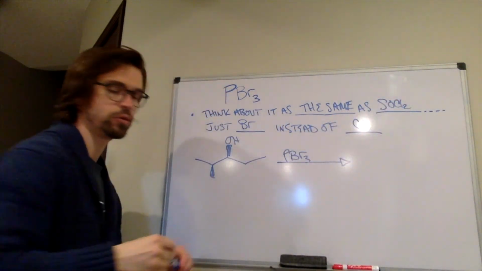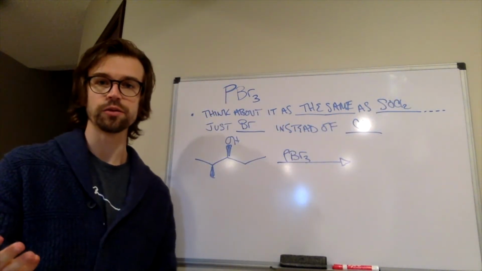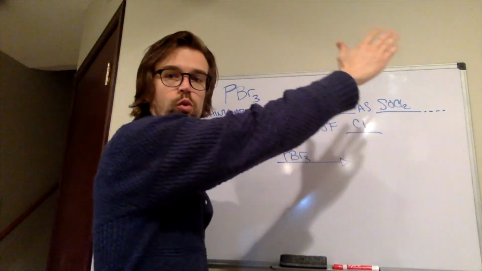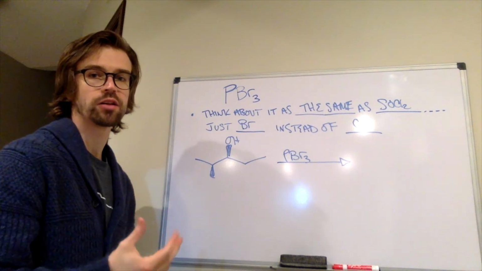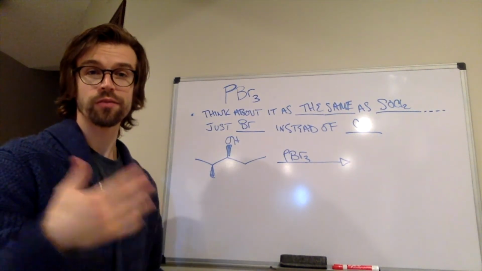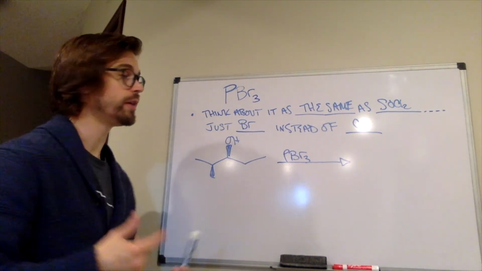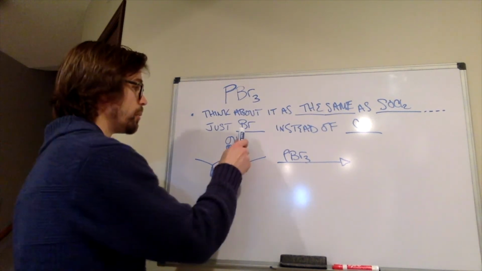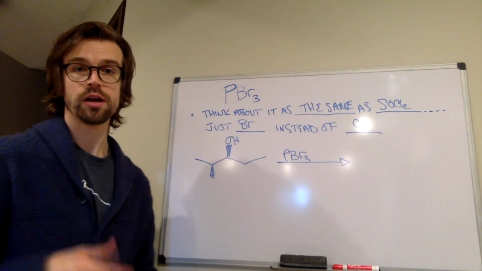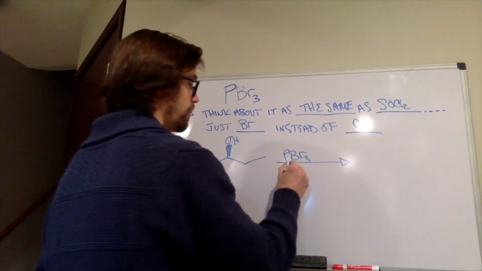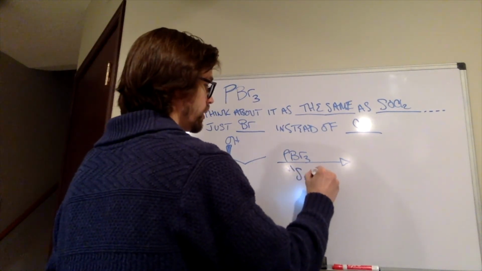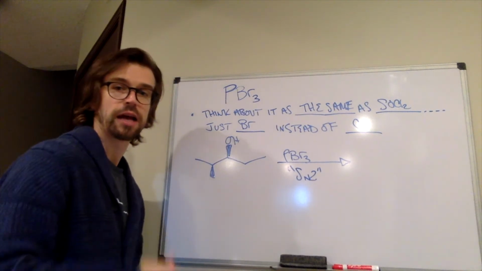So SOCl2 did an SN2 reaction. That's a Cl right there. SOCl2 did a Cl, substituted an alcohol for a Cl. PBr3 is going to substitute a Br for an OH. How did SOCl2 do it? By an SN2 reaction. How's PBr3 going to do it? By an SN2 type reaction.